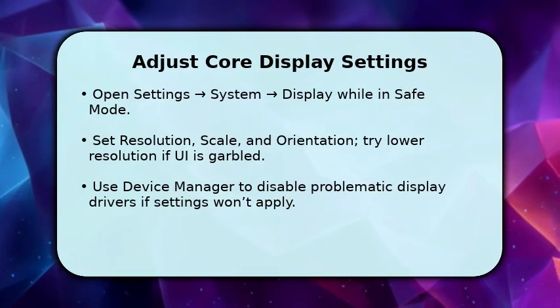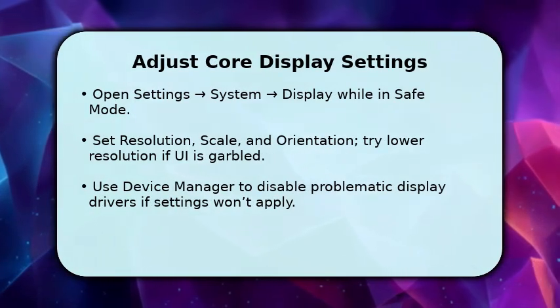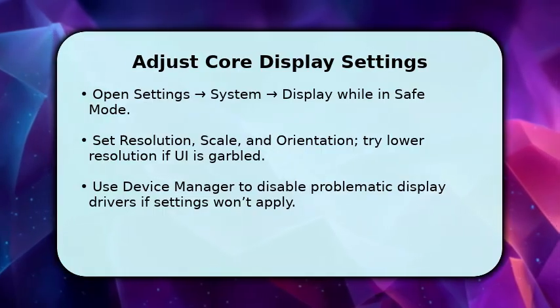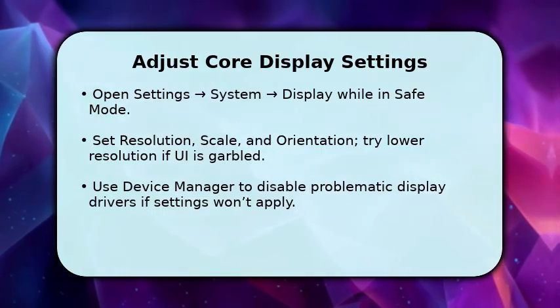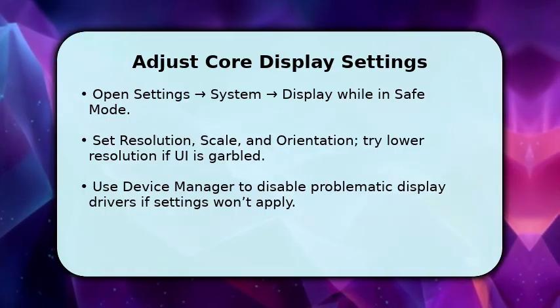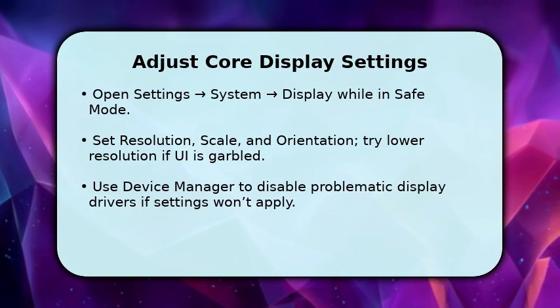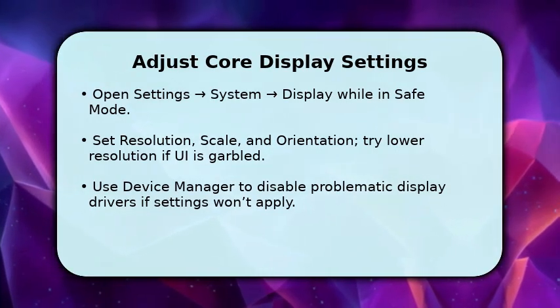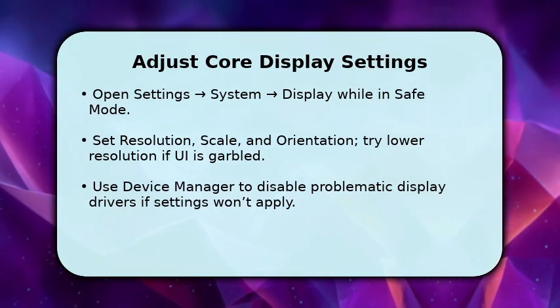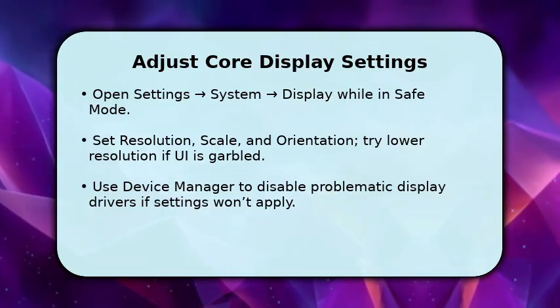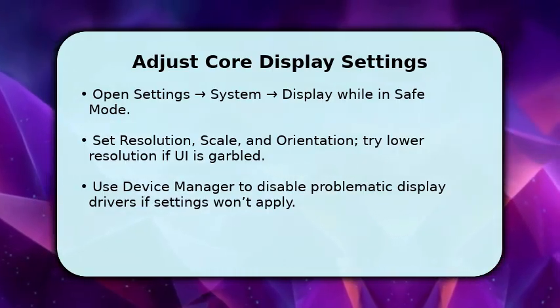Now you change the key values. Open Settings > System > Display. Adjust resolution first. Pick the native option if available, otherwise step down until the UI is stable. Change scaling to 100%, 125%, or 150% to correct oversized or tiny UI elements and set orientation as needed.